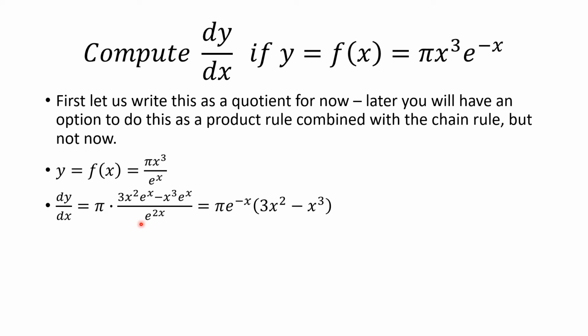Now what happens is you have a factor of e to the x in each of these terms, so it cancels in this denominator, and you have an e to the x in the denominator. And when you simplify that and write the e to the x in the denominator this way, you get pi e to the minus x times the quantity 3x squared minus x cubed.